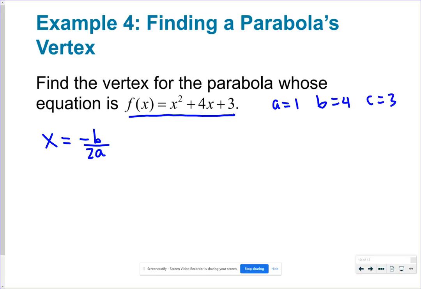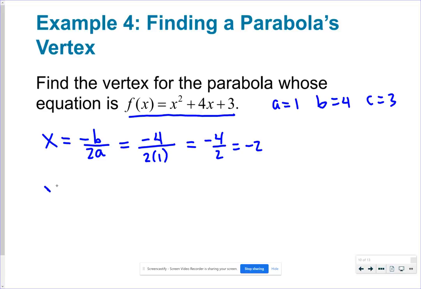I don't need the c value to find the vertex. I just need the a and the b. So let's plug them in. We do the negative of b, so the opposite of 4, which is negative 4, and we divide by 2 times a. Don't forget the a. If a is not 1, this is going to make a big difference. So I have negative 4 divided by 2, which is negative 2.